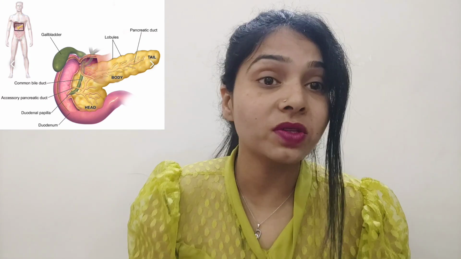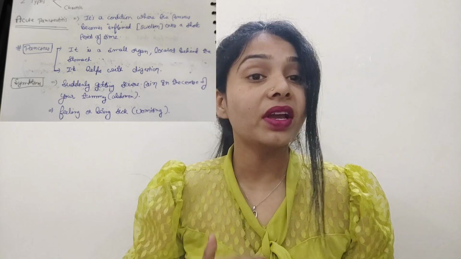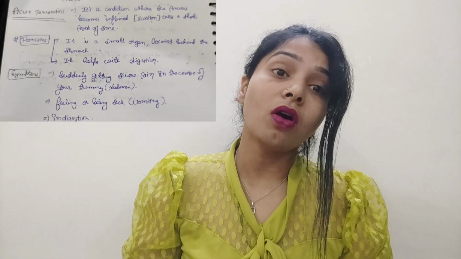Now we'll be discussing how many types of pancreatitis we have. There are two types, acute and chronic, right? Acute is a shorter period of time thing, and chronic is a longer period of time thing. So first we are discussing acute pancreatitis. It's a condition where the pancreas becomes swollen, or we can say inflamed, for a shorter period of time.